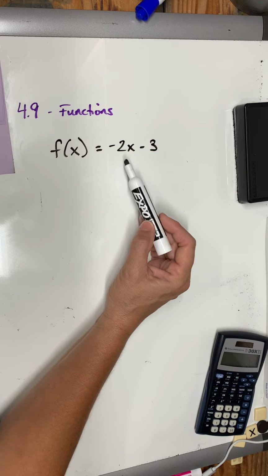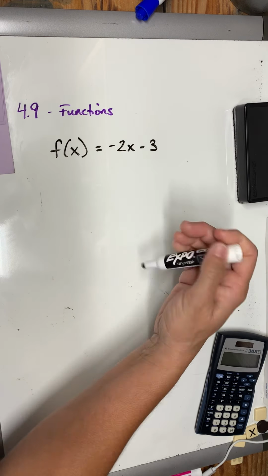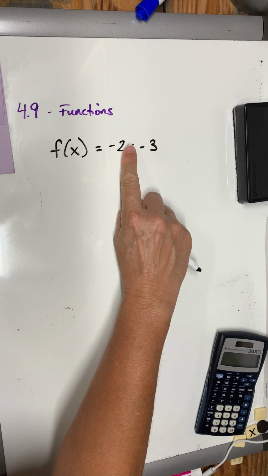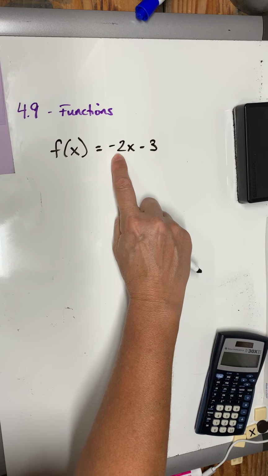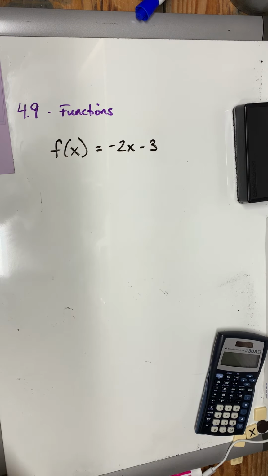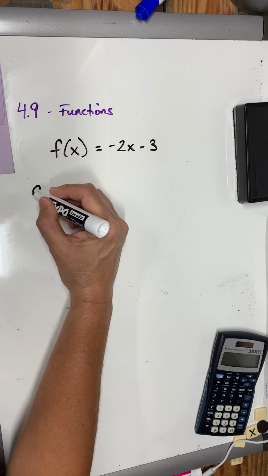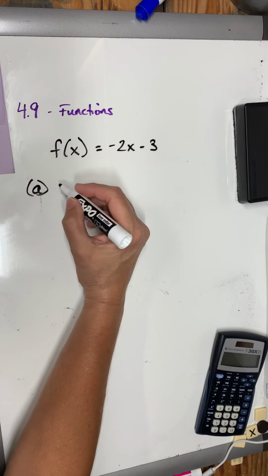So what is this machine doing? Instead of washing clothes, it's taking whatever you put into it and it's going to multiply it by negative 2 and then subtract 3. So whatever you put in the machine will get multiplied by negative 2 and then that answer will subtract 3. So what they want us to do in this question, they've got 4 parts. A says to find f of 5.